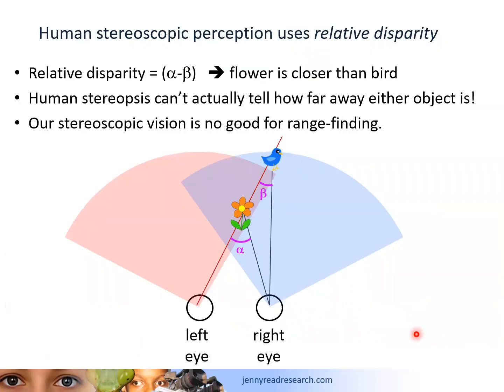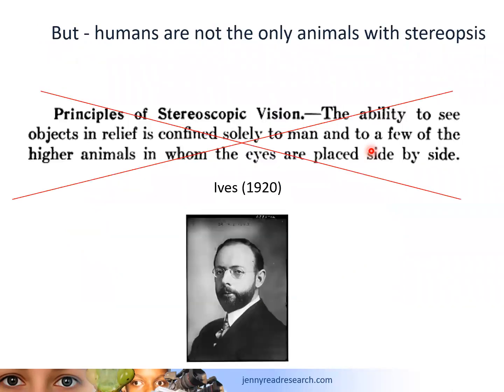So this is the reason why I use this example of the flower and the bird, by the way, because as discussed, human stereopsis can't tell how far away either object is. So stereoscopic viewing, contrary to how it's often presented in kind of elementary textbooks, is actually no good for what I want to call range finding, sort of distance. That raises the question of what it is good for, which I'm going to return to.